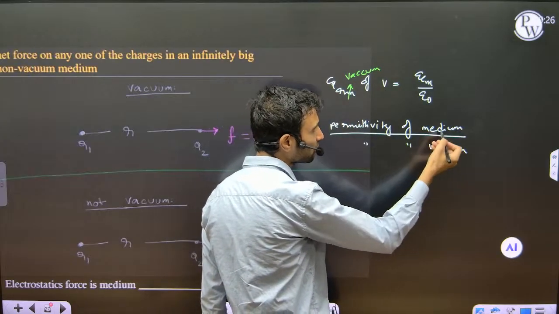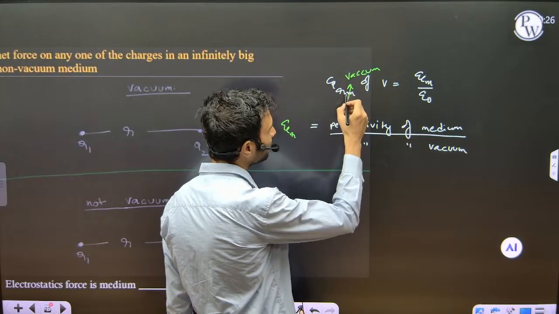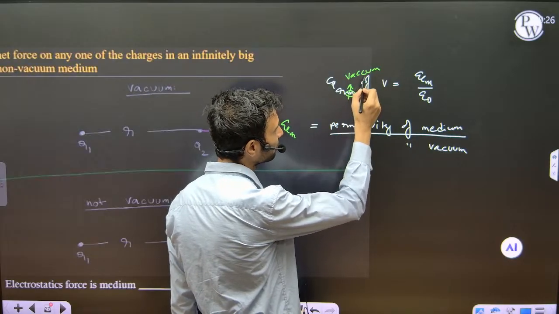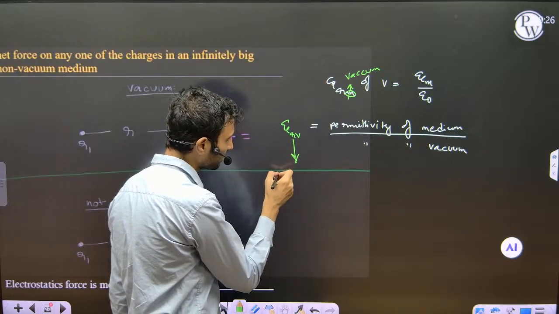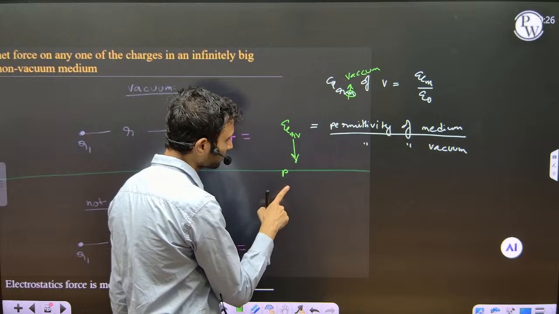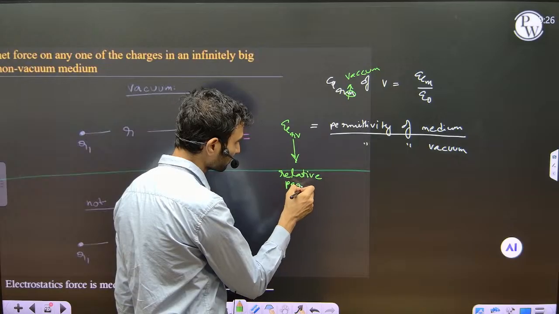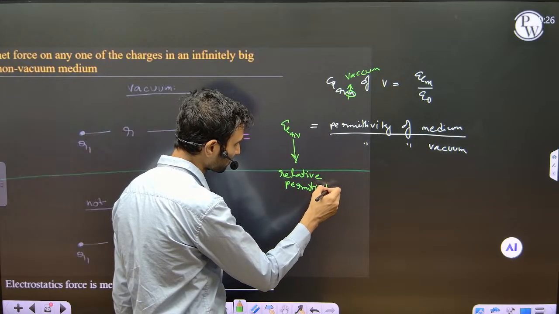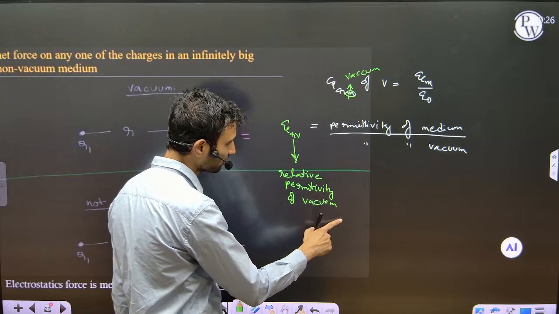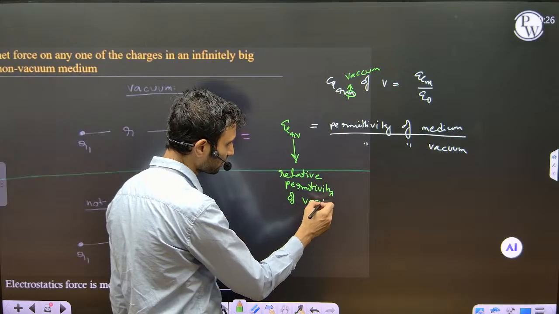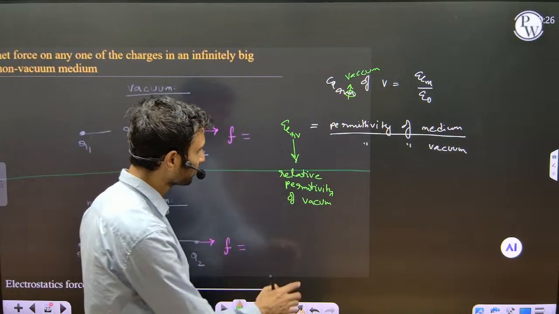So when you say permittivity of medium, I can write epsilon Rm instead of m. What is the medium here? Vacuum. I can write epsilon Rv also, right? So what is epsilon Rv? Well, this is the relative permittivity of vacuum.